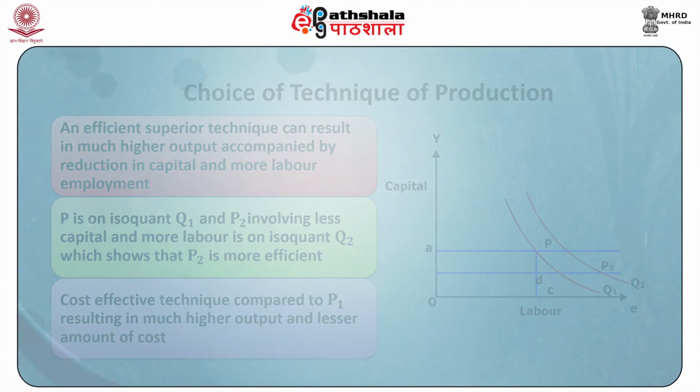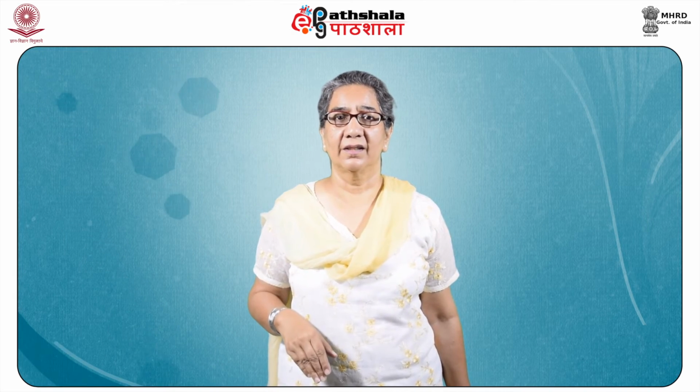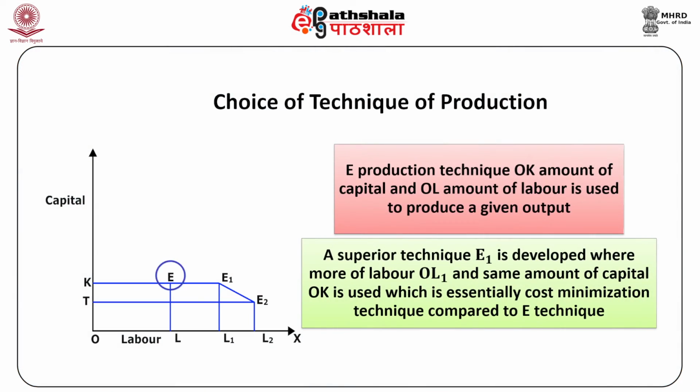As new cost effective techniques are discovered, existing techniques which were efficient become inefficient techniques. This is both in respect of developed and less developed countries. Let us take the case of less developed countries and show how existing techniques of production, which were hitherto efficient techniques, become inefficient techniques. As is clear from the diagram, at E production technique, OK amount of capital and OL amount of labor is used to produce a given output.